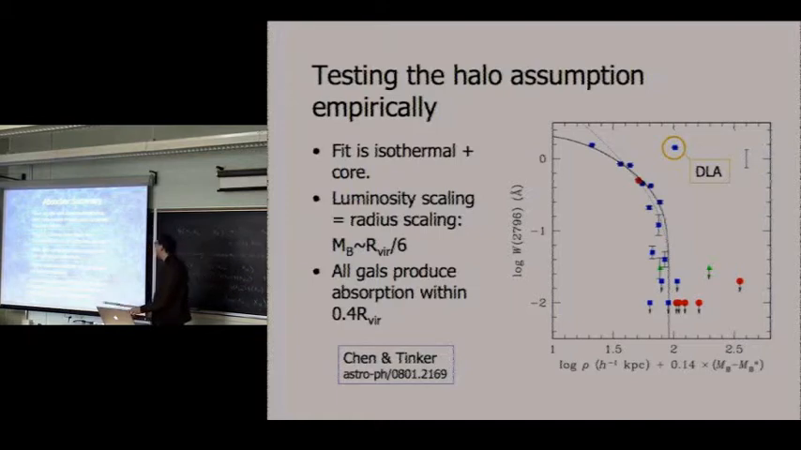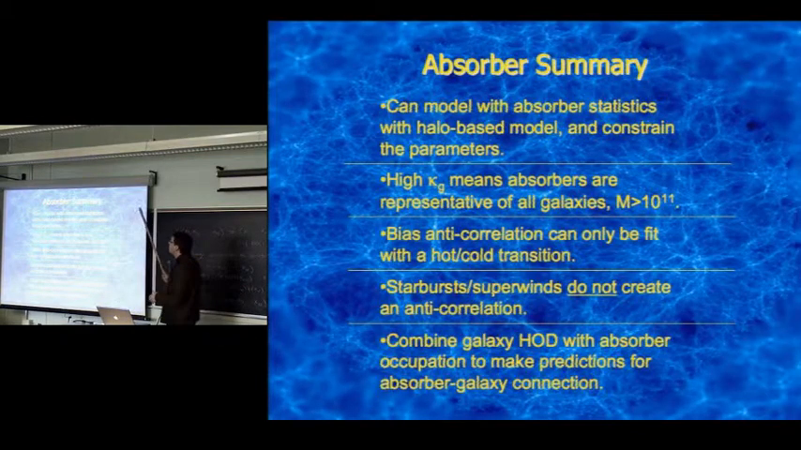OK, so just to summarize this part, we can actually model the absorber statistics with a halo-based model and get both the frequency function and this bias anti-correlation correct. The high covering fraction means that the absorbers are representative of all galaxies above 10^11 solar masses. And this bias anti-correlation can only be fit with a cold-hot transition and having some remnant of cold gas inside the hot halos.